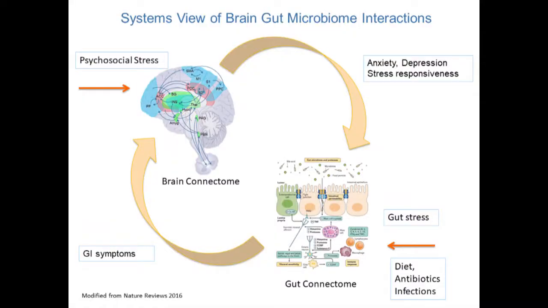But there's also gut stress, such as diet, high-fat, high-sugar diet, that is characteristic of the North American diet, antibiotics and infections. And similar to what happens with brain stressors, any change in that gut connectome will always have a reflection at the brain level, no matter if you feel it consciously or not.